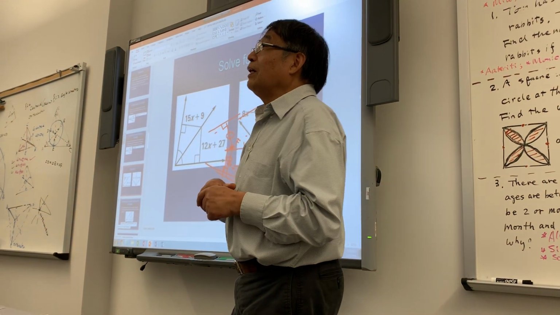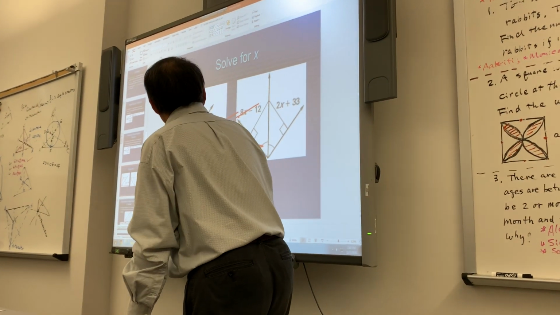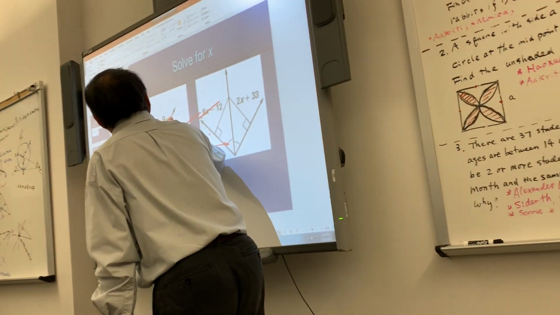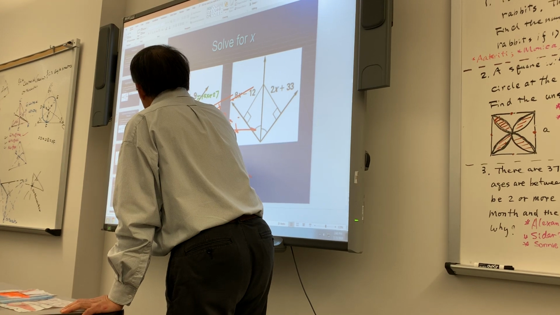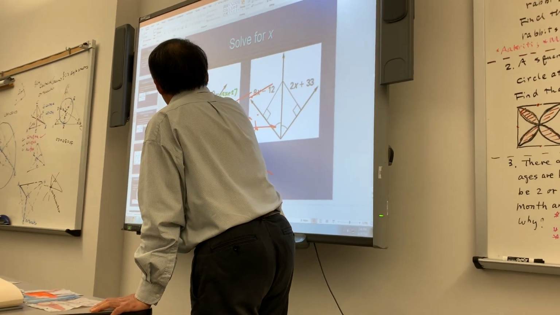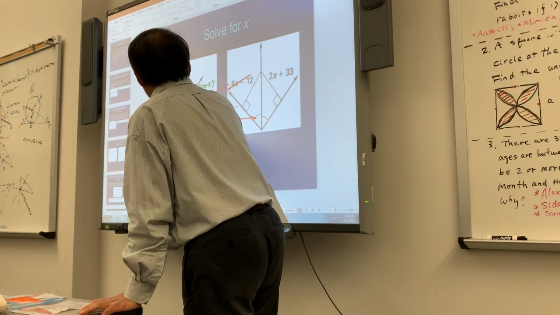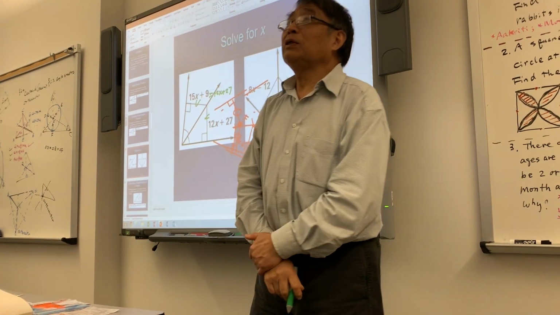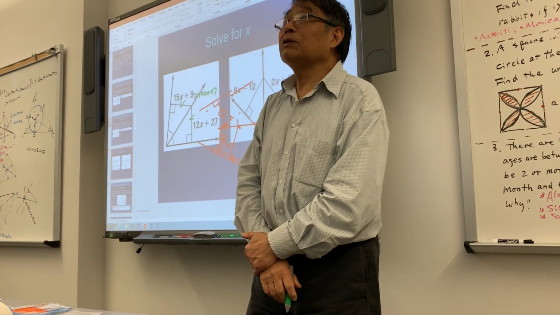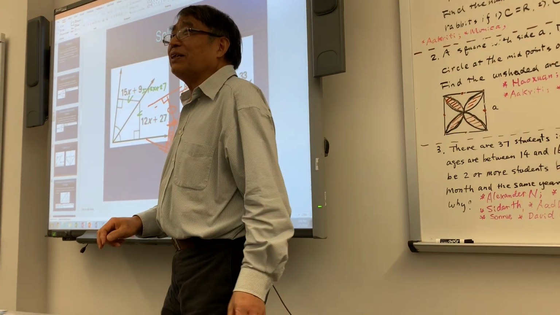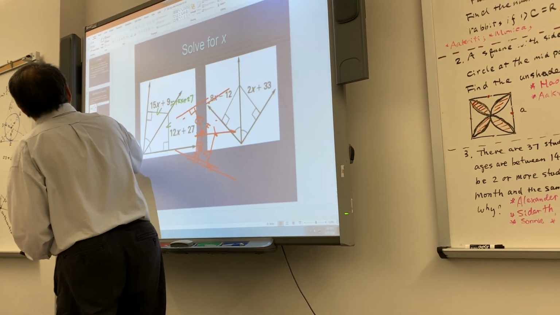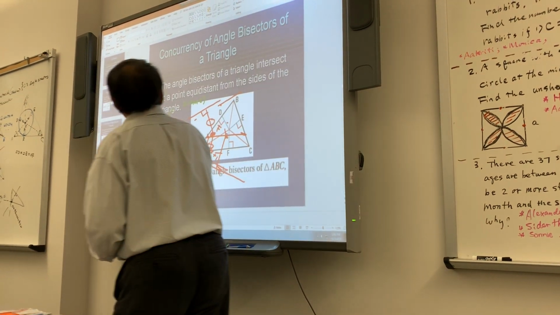Yes? 15x plus 9, 12x plus 27. Thank you. 12x plus 27, because this means angle bisector. Because of this mark, those two must be equal lengths. Is that okay? Yes. So this one I think you can handle, right? You can do it. If you cannot, just let me know.